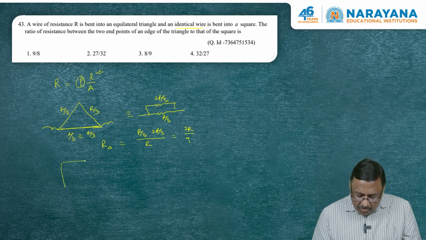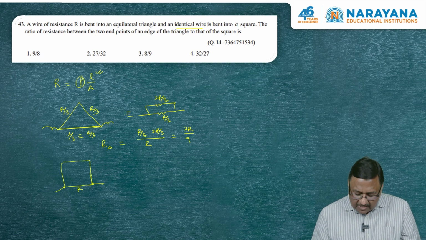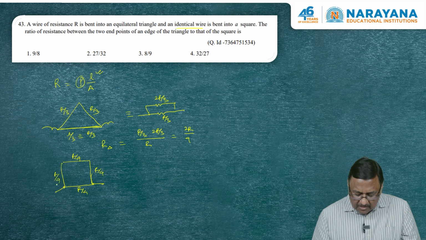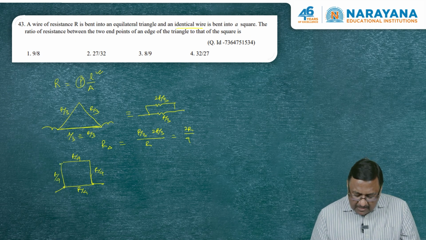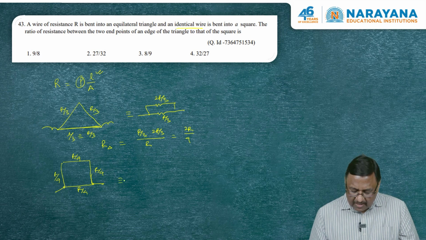Similarly, if I bend it into a square, it has all four lengths equal. That means each side becomes R by 4. If I write all these as R by 4, these three are again in series. So this is going to be 3R by 4 as one resistance, and the other resistance is R by 4.